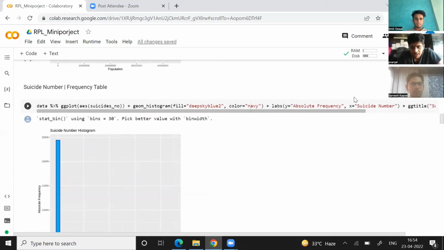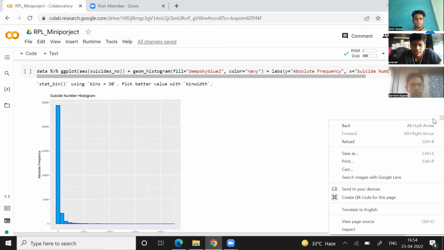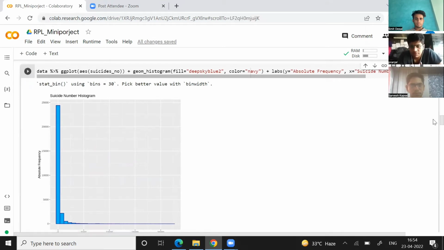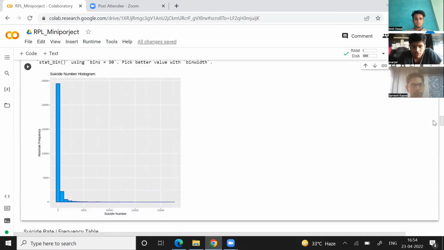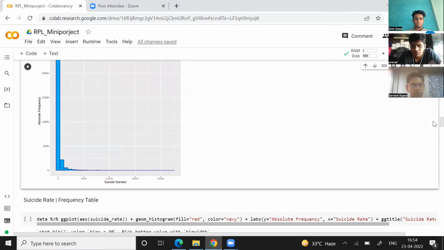Similarly, in the second graph, we can see the frequency table with respect to the suicide number. So here also we can see the same output where the distribution of the suicide number variable seems to be extremely positively skewed to the right and the spike is at the first bin closest to the value 0.